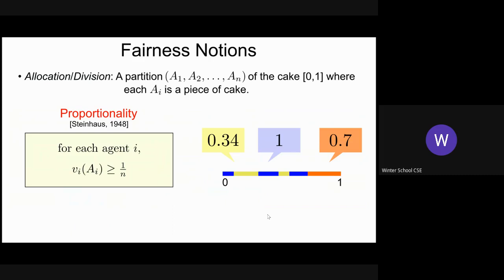Exactly. Blue's entire value is concentrated in the piece that it is getting, and it doesn't really care about the yellow and the orange piece. Good point. Any more questions? Okay, cool. So this is a proportional allocation. I hope we all agree with that.